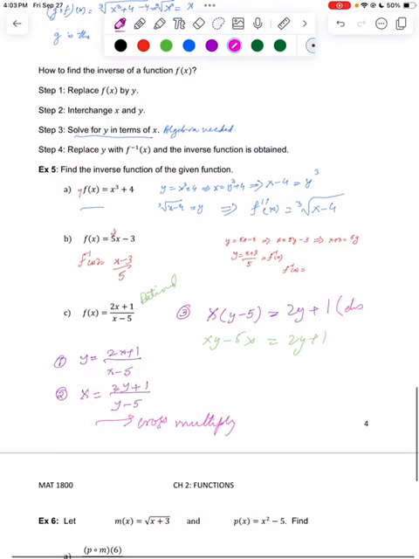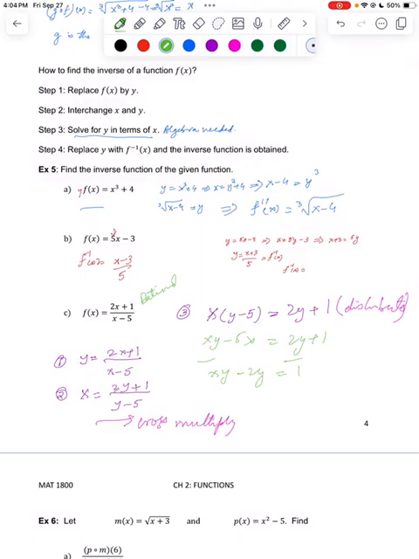Okay, so then what do we do next? Then we bring the y terms on one side and the rest of the terms on the other side. You can see we have 2y here and we have xy here. It doesn't matter whether you take the y terms to the right or to the left. I'm going to move them to the left. So I get xy minus 2y equals 1 plus 5x.